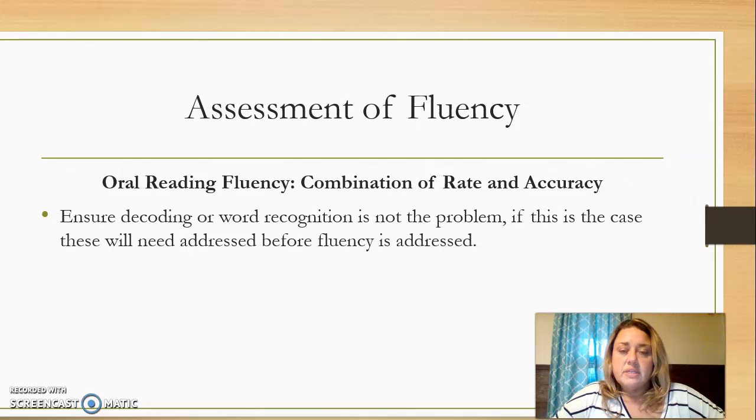In order to assess fluency for early learners, as teachers, we need to ensure that decoding and word recognition are both skills that the child is able to complete. If these are not the problem, the student likely has an issue with the fluency of their reading. If decoding and word recognition are a problem, those issues need to be addressed before fluency is.